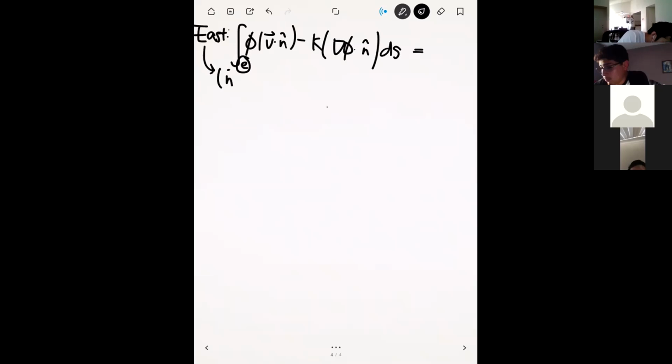Okay. So on the east, we have the integral on the east of phi v dot n minus k of gradient of phi dot n ds, where remember on the east face, our normal vector is (1, 0).